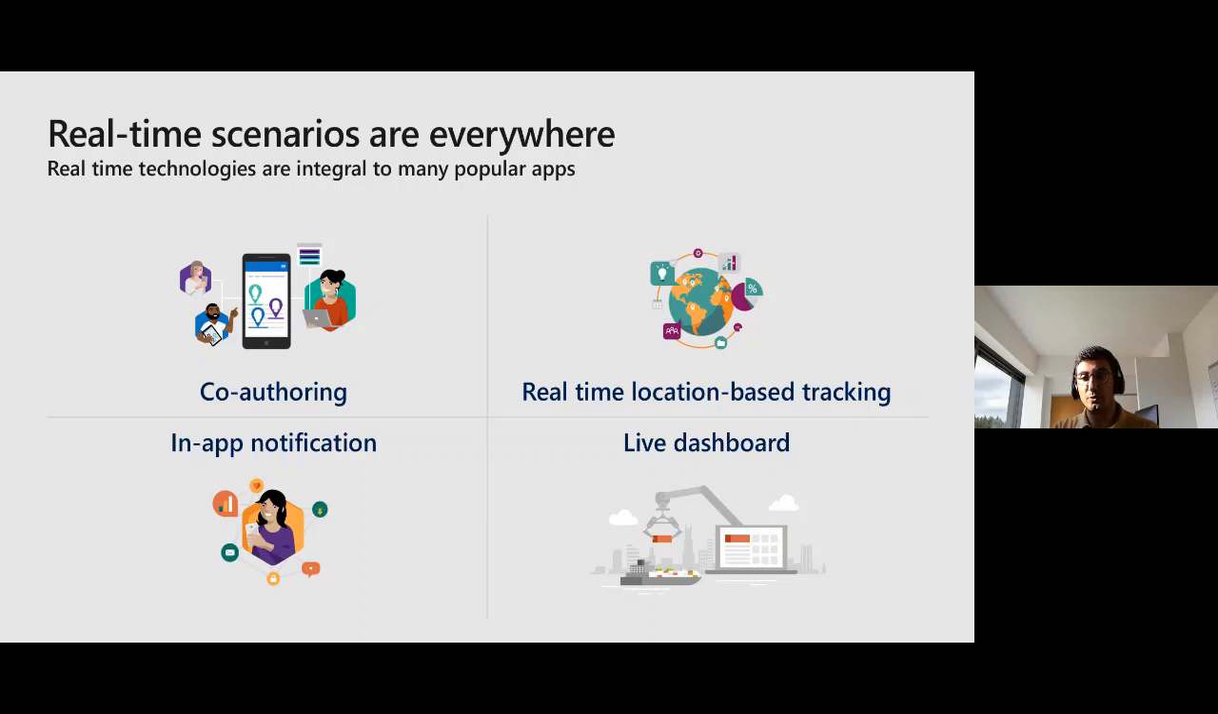maybe things related to first line or field workers, where they need to be notified and take action on the spot. So this is what in-app notification is all about. It makes sense that this is not passive, this is something active. And another solution area is live dashboard. Also, live dashboard is very important when you need to keep track of things and make sure that all of this is real time.